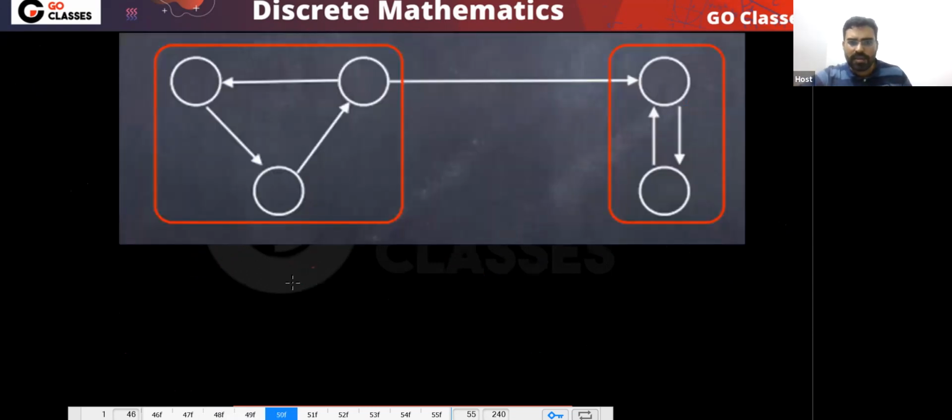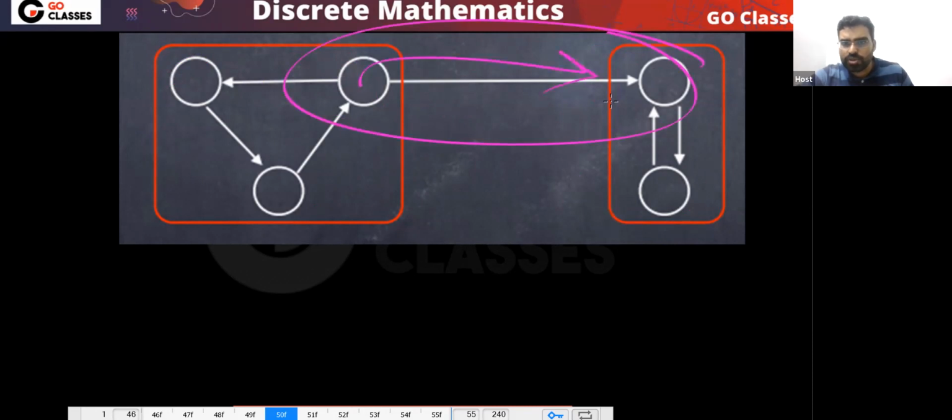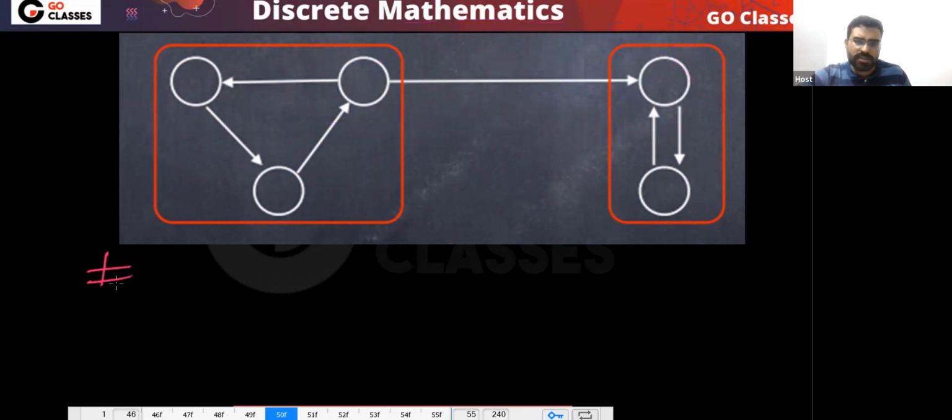Let's see this example. Is this a strongly connected component? Yes, you can notice this is a strongly connected component, and this is also a strongly connected component. What about these two? Are they strongly connected? No, they are not, because there is a path from this to this, but there is no path from this to this. So the number of strongly connected components is 2.